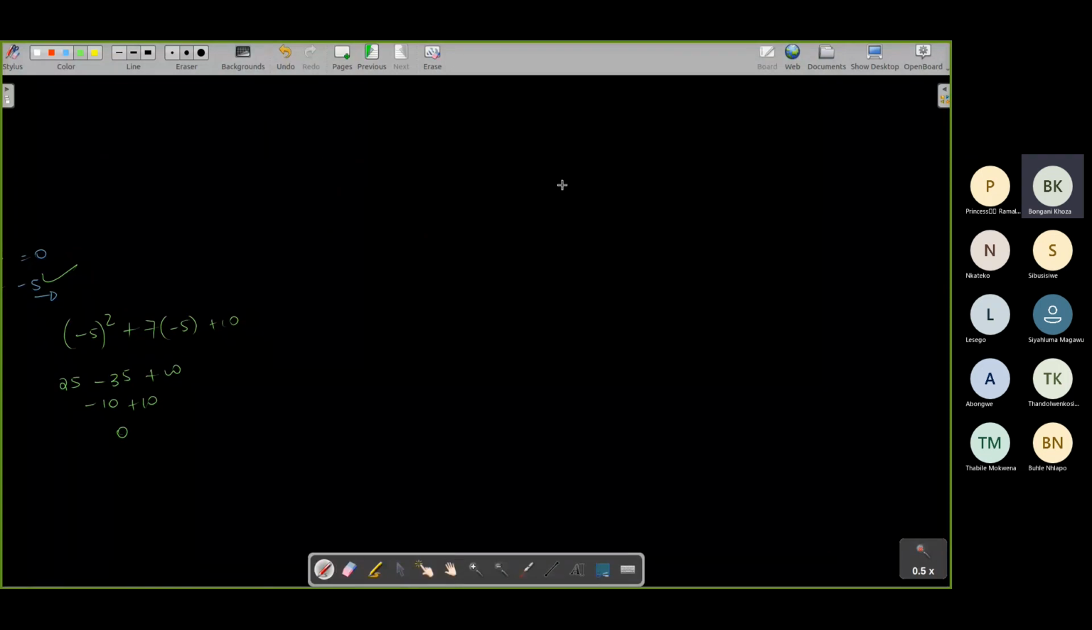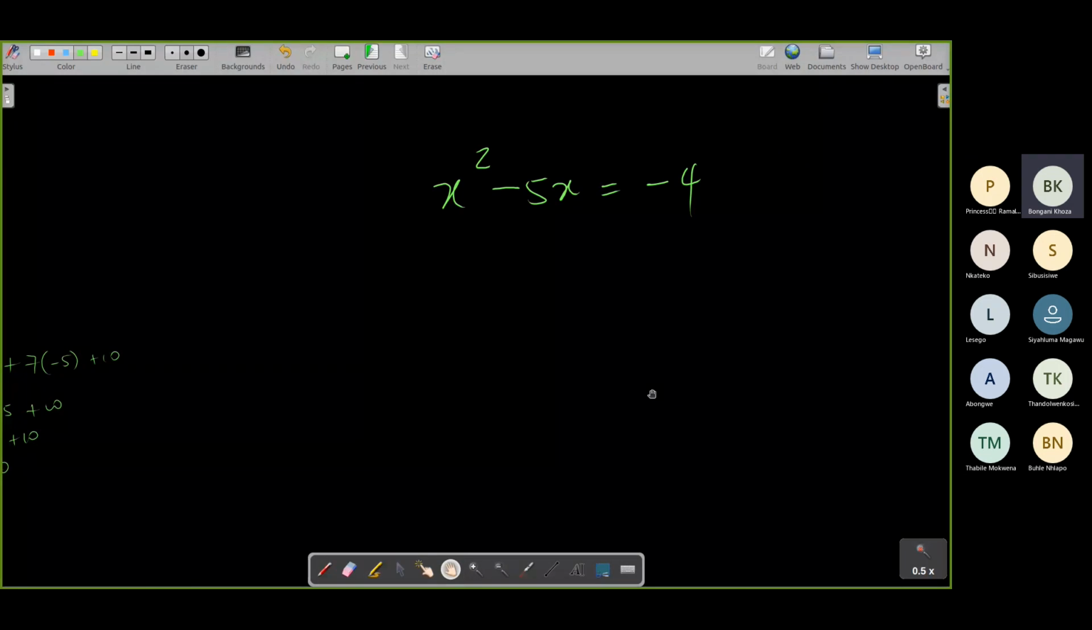Okay, let's see. We are given this one. x squared minus 5x equals to -4. Right. So this is what we have.